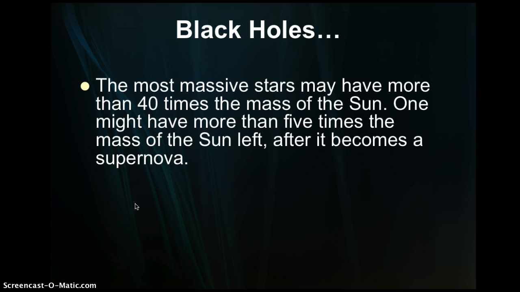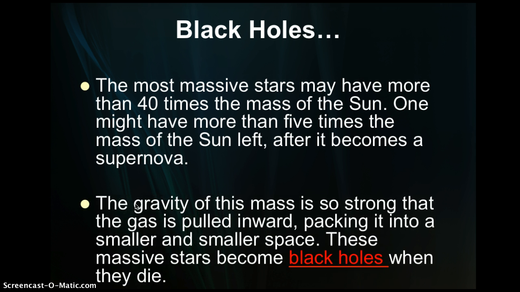The really massive stars do something a little bit different. They form black holes. And we're talking about stars that may have more than 40 times the mass of our sun. Even after they go supernova, they might have more than 5 times the mass of the sun left. The gravity that this mass has is so strong that the gas is pulled inward, packing it into a smaller and smaller space. So these really huge stars, after they go supernova, they become black holes.